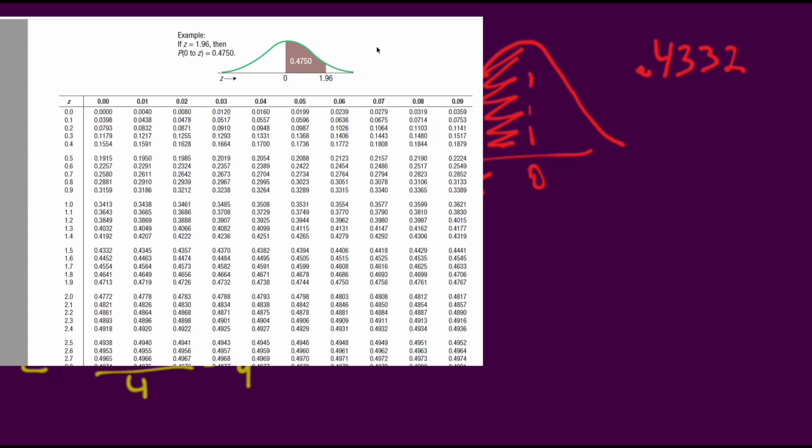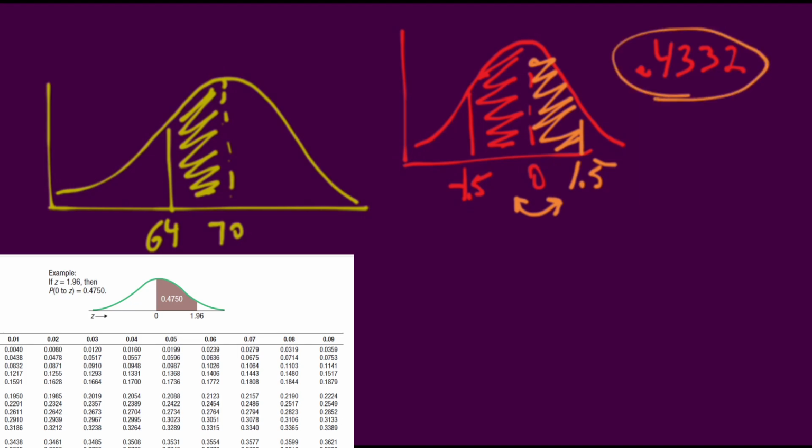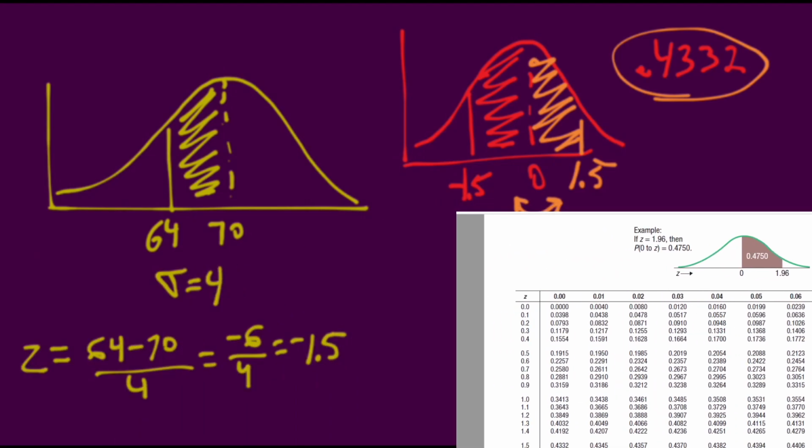What we're seeing on the table is technically the area from 0 to positive 1.5, but we know that because it's symmetrical, these are equal. And so we can say 43% are between negative 1.5 standard deviations and the mean. That brings us back, and we can then apply that to the male height, where negative 1.5 standard deviations is 64 inches. So 43% are between 64 and 70 inches.